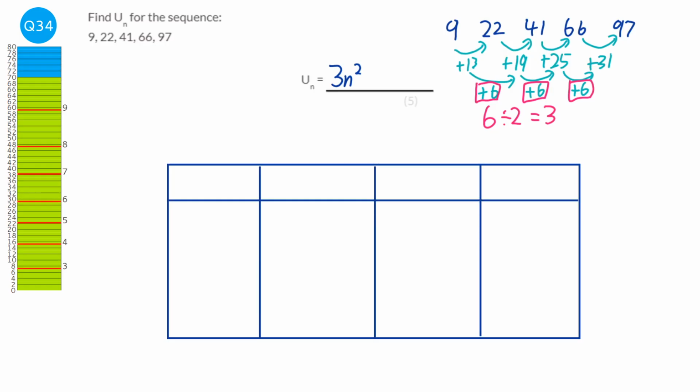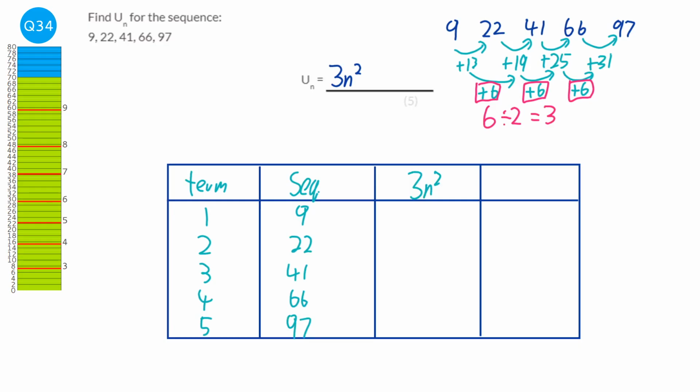And we're going to have our term number and our sequence. So term numbers will just be first, second, third, fourth and fifth. So 1, 2, 3, 4, 5. The sequence is just 9, 22, 41, 66 and 97. Now we know that 3n squared is part of our sequence. So what we're doing now is just removing the 3n squared bit and seeing what we have left over.